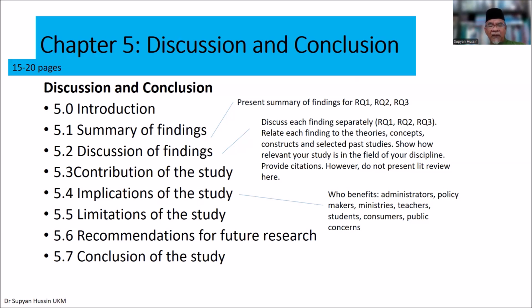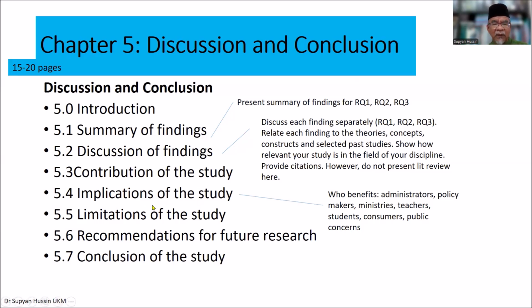Then we move to implication of the study. Implication of study requires you to talk about who benefit the studies, who benefit the finding. Probably administrators, policymakers, okay, ministries and teachers and students, consumers, public concern. You had one section in chapter 1 called significance of the study when you prepared the proposal. You can take a look at those significant study and reorganize, rewrite them and put into the implication in terms of specific group of people who would benefit from the study.